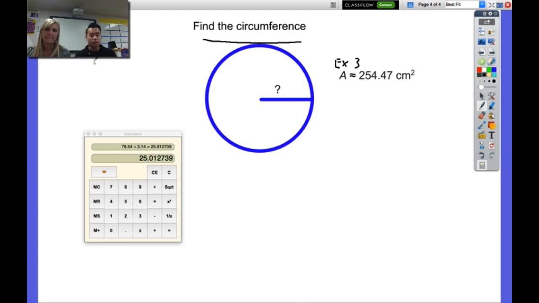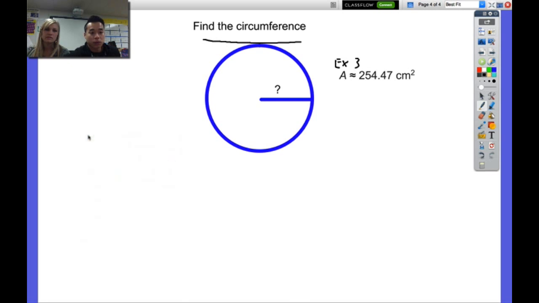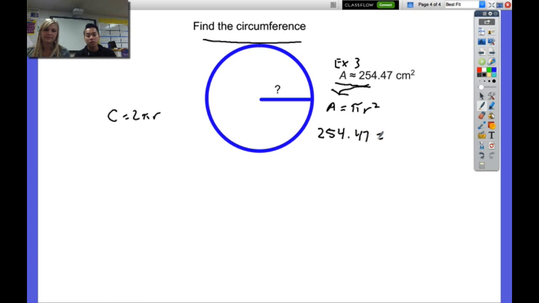So I know that circumference is equal to 2 pi r, and area is equal to pi r squared. And since this area is given to me over here, just like Ms. Powell said, I'm going to drop that in there. I'm going to go 254 and 47 hundredths is equal to pi r squared.